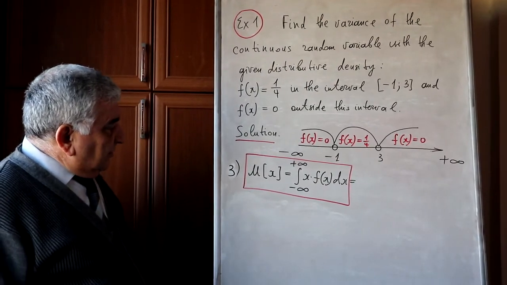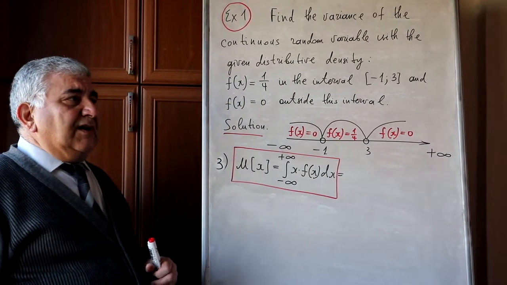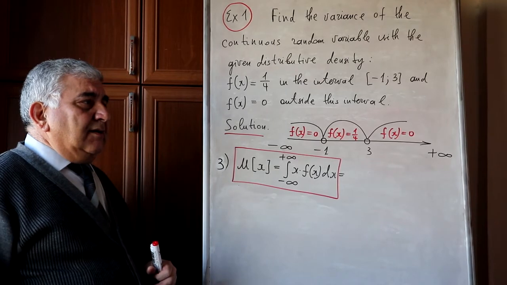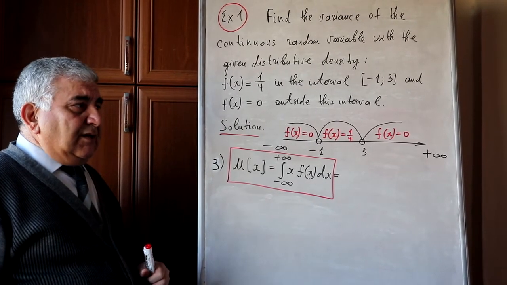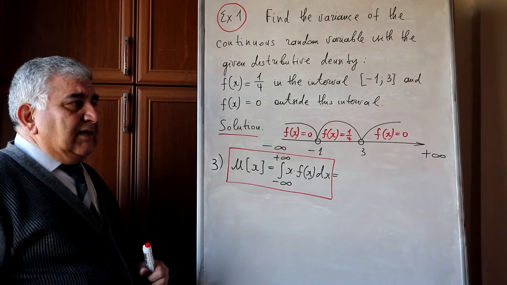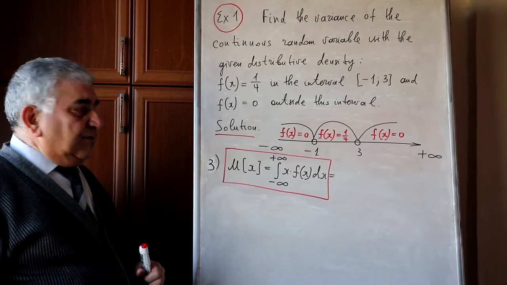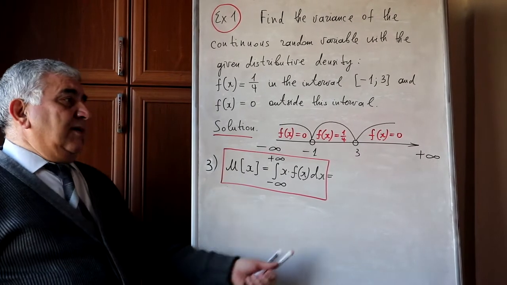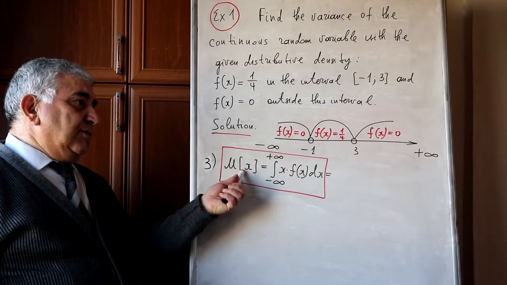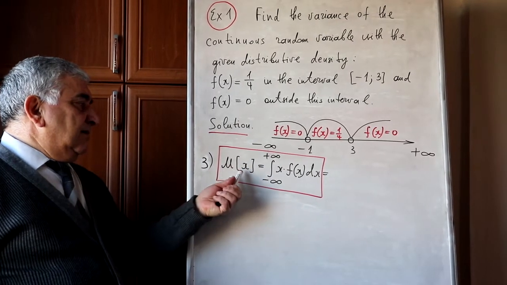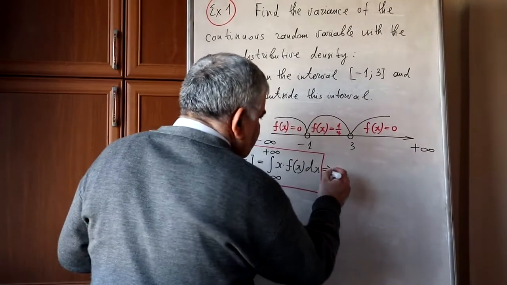Continue, go to the third step. In the third step, we must find the mathematical expectation for x squared, or the square of the continuous random variable. That is, we must find Mx squared. Again, write the mathematical expectation according to its formula, and now we must find Mx squared.